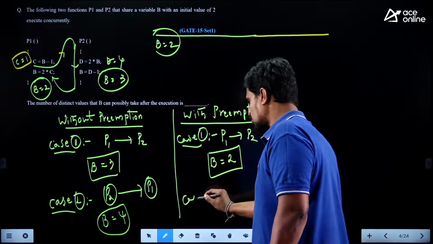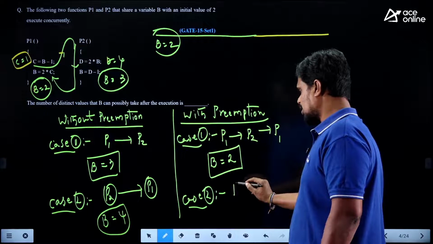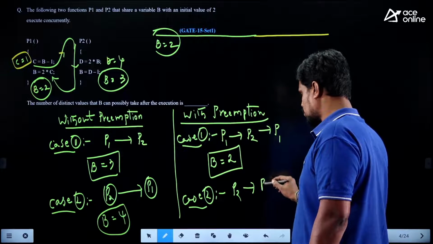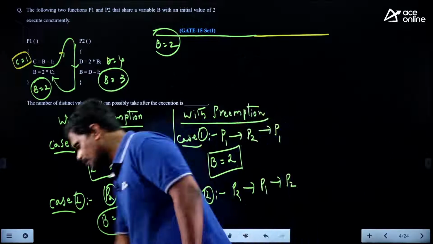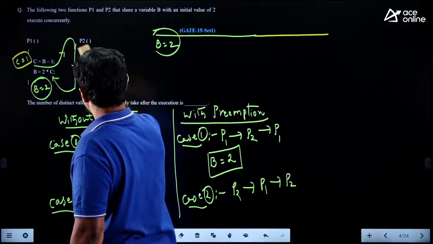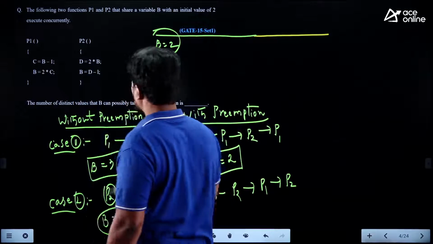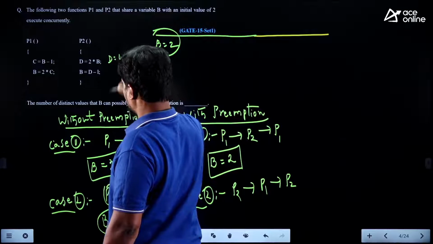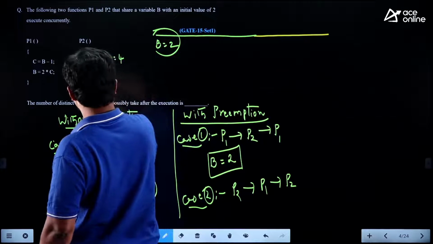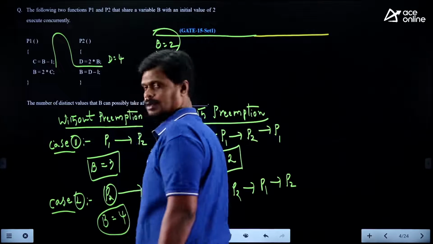But when I consider case 2, first I am executing P2, then I am coming to P1, and then again I will come back to P2. Then what will happen? Have a look. So first I am starting with P2. So P2, B is equal to 2. Then D value is equal to 4. Right. So after the execution of this first instruction of P2, I am taking the preemption towards P1.